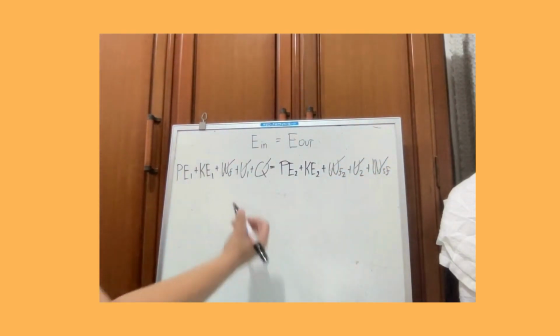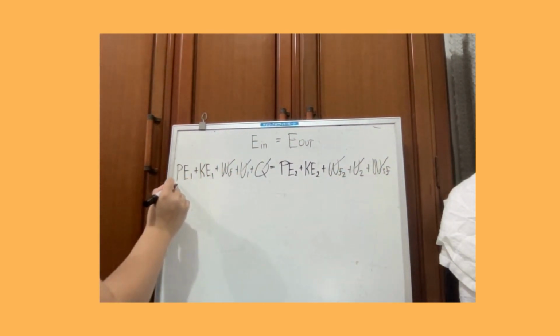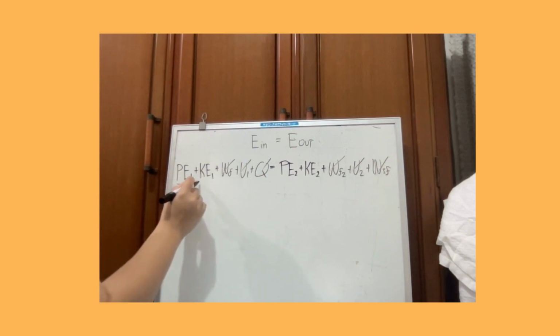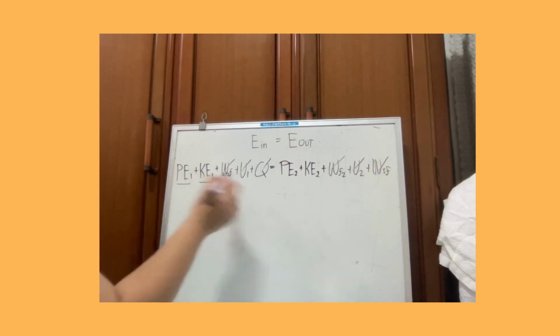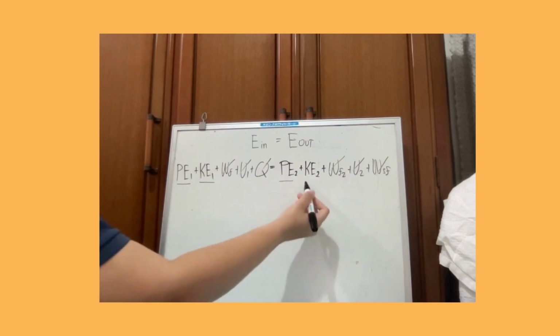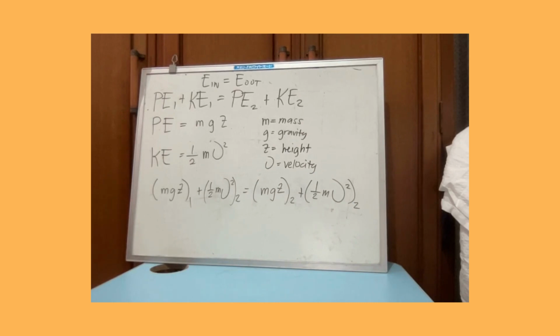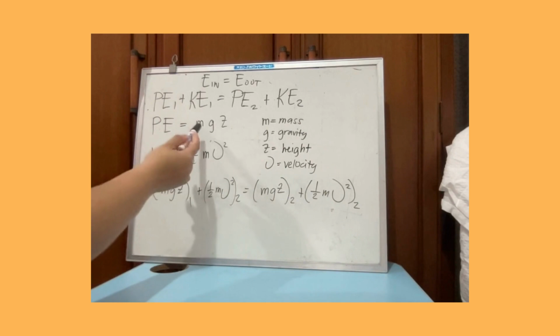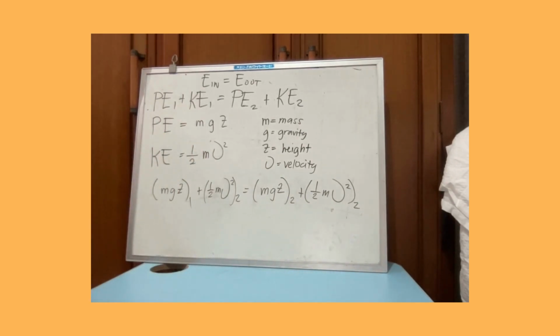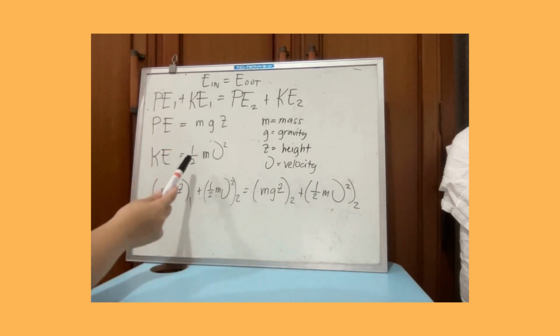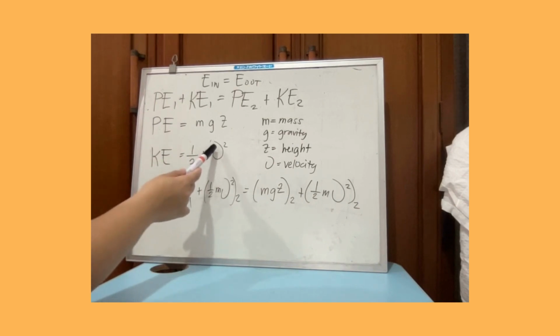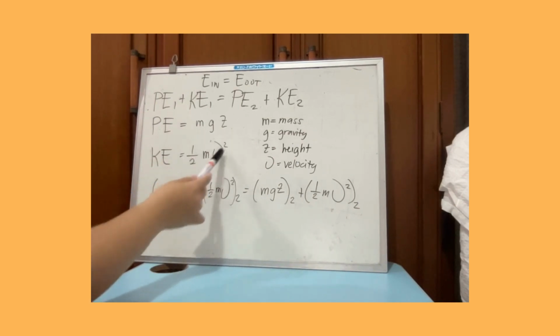So, ang matitira dyan is potential energy sub 1, kinetic energy sub 1, potential energy sub 2, kinetic energy sub 2. So, ang formula natin sa potential energy is mass times gravity times height. Ang formula naman natin sa kinetic energy is mass times speed squared, all over 2.